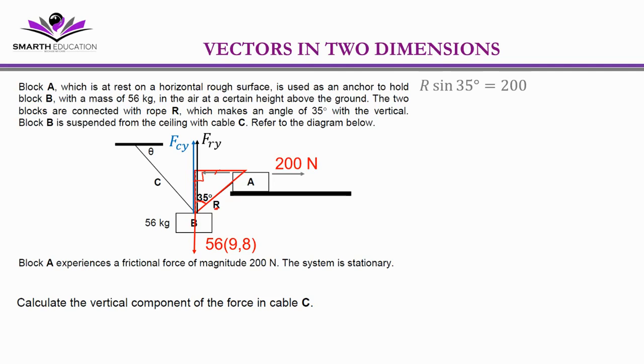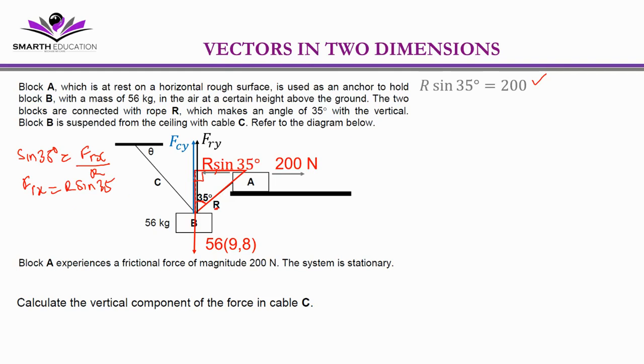Let me just show you. We have this angle, sine 35 degrees is equal to the horizontal component over R, which is F_RX over R. Then we multiply by R both sides, and we get that F_RX is equal to R sine 35. Since the system is at equilibrium, this R sine 35 is equal to 200 newtons, which is this. Now, what is R?